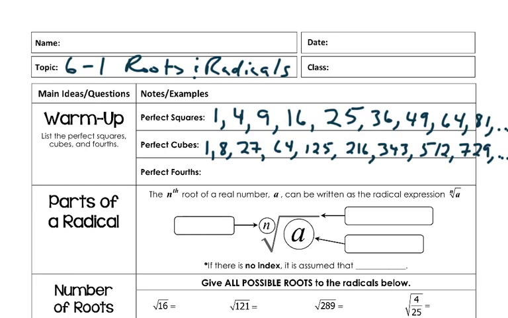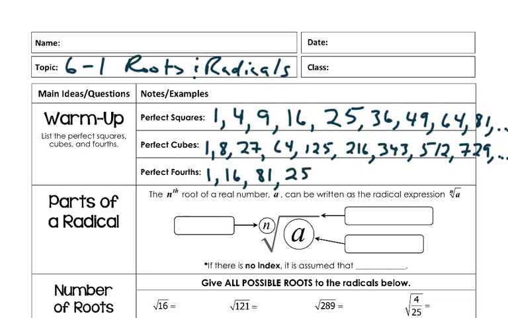Squares are numbers that we have when it's multiplied together twice. Perfect cubes are multiplied together 3 times. Perfect fourths are multiplied together 4 times. 1 times 1 times 1 times 1 is 1. 2 times 2 times 2 times 2 is 16. All right, so we're going to write these out. 3 times 3 times 3 times 3 is 81, so on and so forth. So 4 to the 4th power is 256.